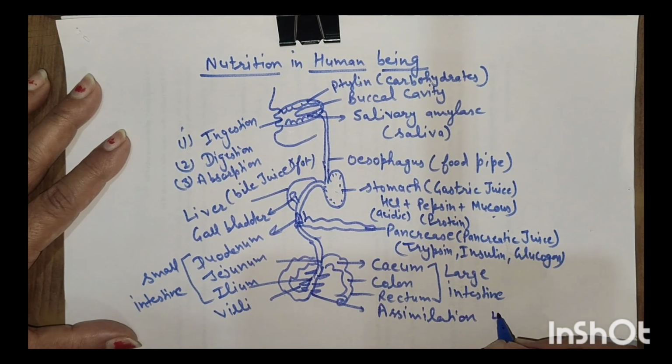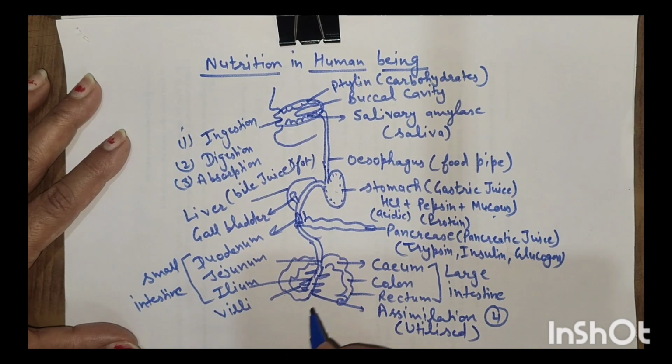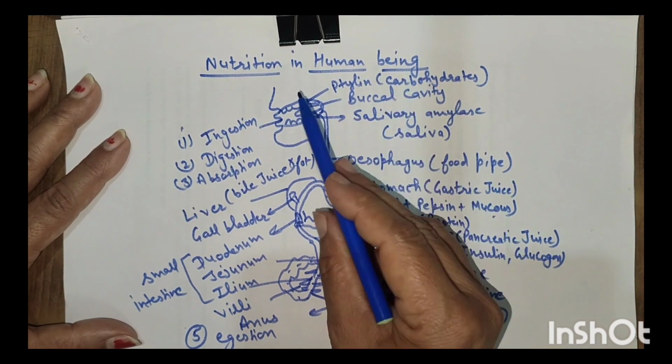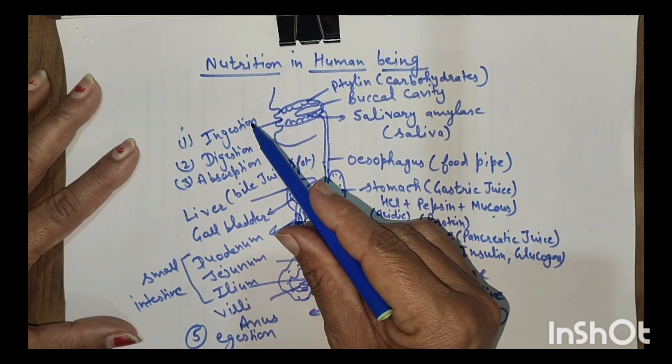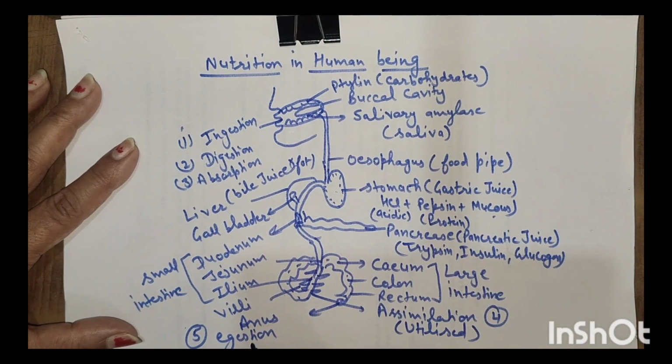Fourth step is assimilation. Here this absorbed food is now utilized by the body and different organs. Now undigested food is ejected out from the anus. And the last step, fifth step, is egestion. Now nutrition in human beings is completed by the process of ingestion, digestion, absorption, assimilation and egestion.